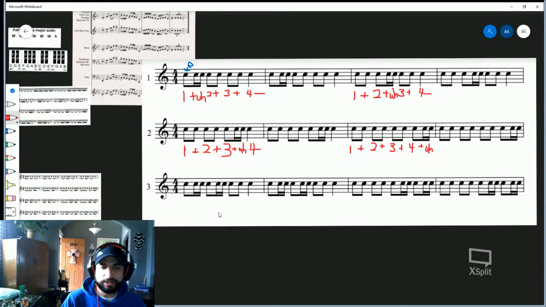Okay, look at line 3. I'm going to give you guys a little bit of time to figure that out on your own with a metronome. I don't know, can you guys hear the metronome?